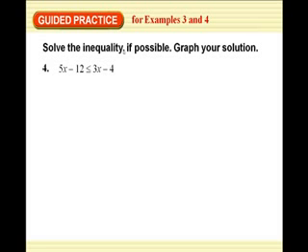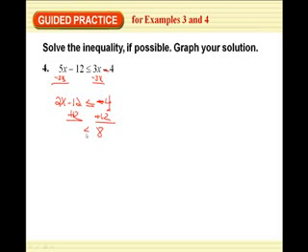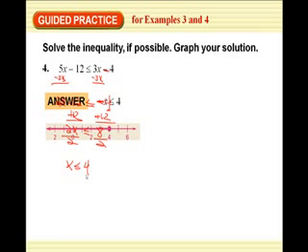This one, again, I'm going to go minus 3x. Minus 3x, I get 2x minus 12 is less than or equal to negative 4. Remember to bring that negative down. I'm going to add 12, that's 8. Divide by 2, x is less than or equal to 4. No flipping of the sign because we didn't do any multiplying or dividing by a negative.